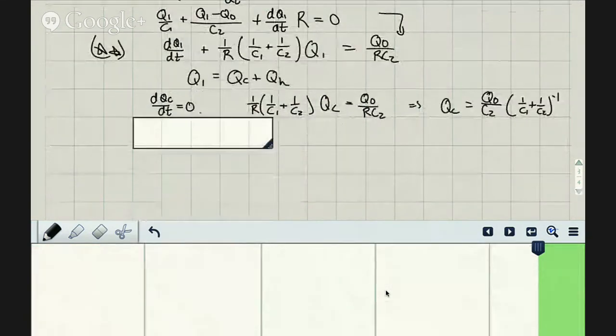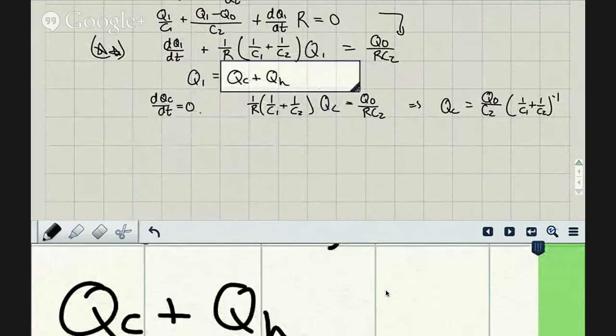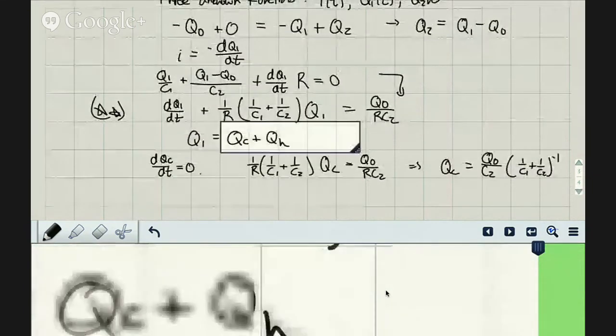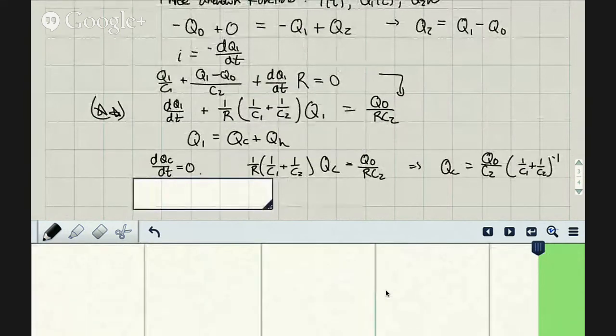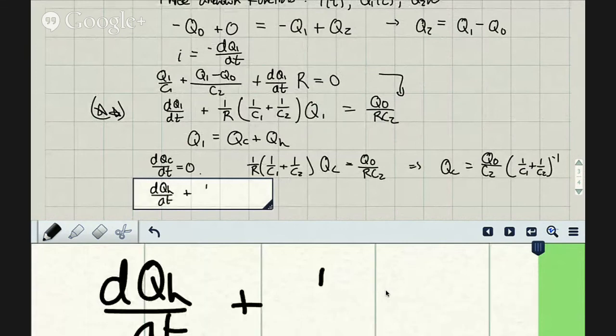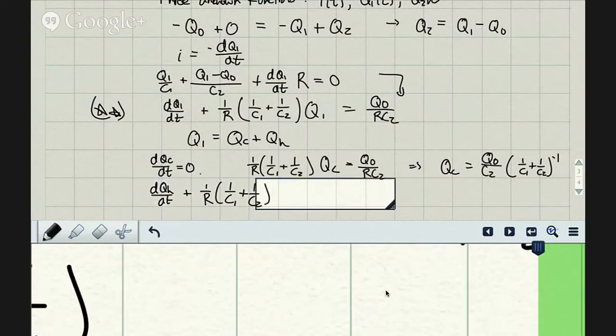Carrying on, this second part, the homogeneous solution, satisfies the following equation. The way you get it is just by setting the right-hand side of this equation equal to 0. And so this equation must satisfy dQH over dt plus 1 over R, 1 on C1 plus 1 on C2, times QH is equal to 0.